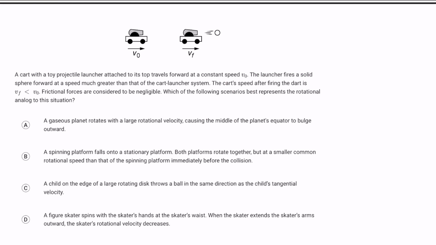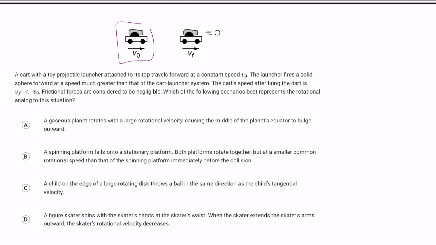So here it looks like we have a figure of a cannon that has some initial velocity moving to the right, and then the same cannon at some time later that has some final velocity still moving to the right after having launched a projectile. The question says, a cart with a toy projectile launcher attached to its top travels forward at a constant speed v0. Okay, that's the initial velocity. The launcher fires a solid sphere forward at a speed much greater than that of the cart launcher system. The cart's speed after firing the dot is v final, which is less than v initial.